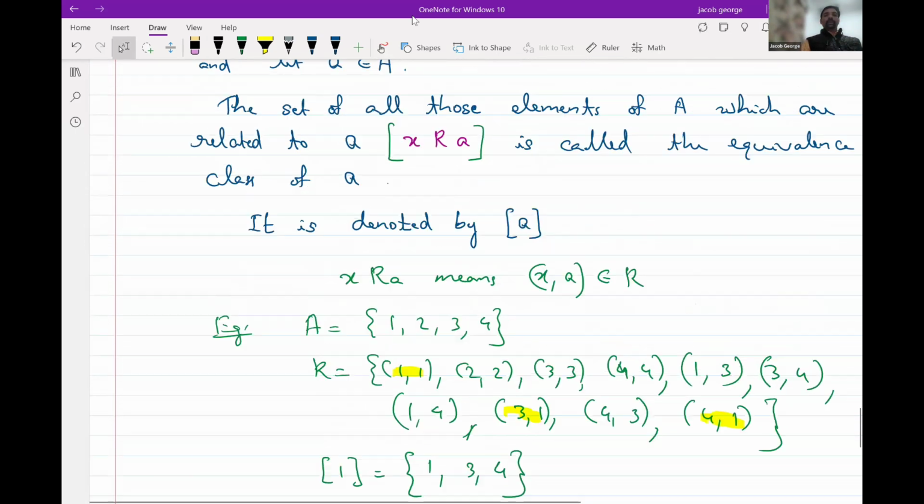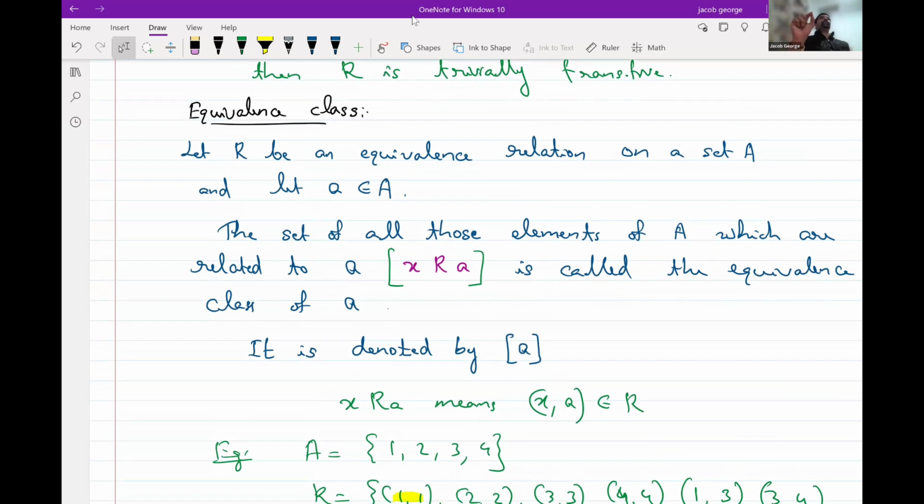Now once again to the definition. For equivalence class, R must be an equivalence relation. That is the number one condition. So let R be an equivalence relation on a set capital A. On a set capital A means R is from A to A. In every relation in this class 12, R on set A is there. Means there is no separate set A and B. R is from A to A.